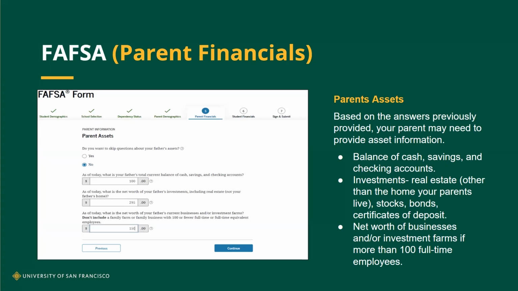After the income information is all filled in, it'll move on to the asset portion of the parent financial section. Not all students may be provided with the asset information. Like we said, the FAFSA and the California DREAM Act both use skip logic, so asset information may only be required in certain circumstances. If you do have to fill out the asset information, you would have to include cash, savings and checking, investments, as well as any current business or investment farms.